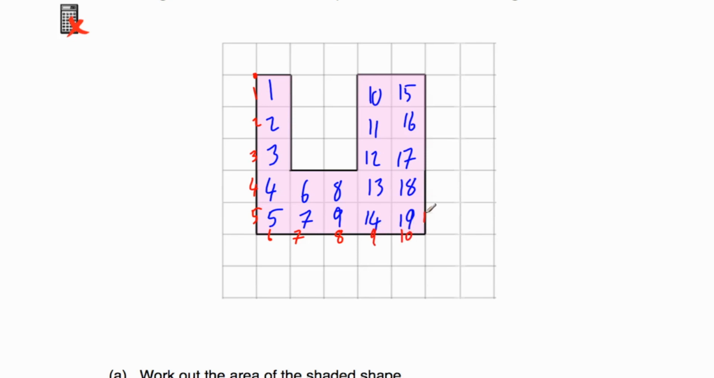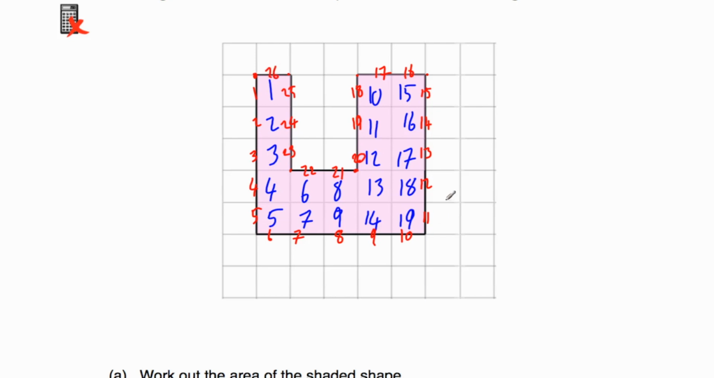Now let's go up. 11, 12, 13, 14, 15. So we're up to here. Now going across 16, 17. So we're now here. Now going down 18, 19, 20. So we're now here. Now going across 21, 22. So we're now here. Now let's go up 23, 24, 25. So we're now here, and there's one more, 26.